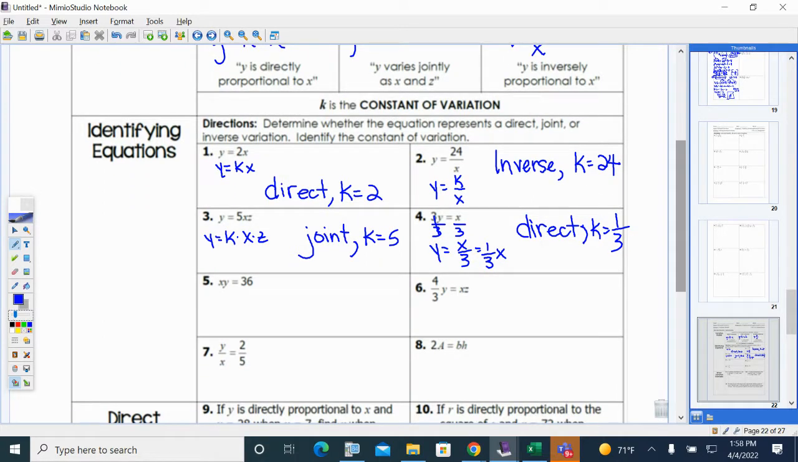A little hint here, when I look at number 6, I see a y and an x and a z. So I do realize that that is going to be joint, but be careful. It doesn't say y equal. This is a joint variation. But the k, you might think that it's the 4/3, and it's not. Because it needs to say y equal, I'm going to multiply by the reciprocal on both sides. And now it says y equals 3/4 times x times z. So that's y equals k times x times z, and k equals 3/4. So just be careful. The moral of that story is be careful.